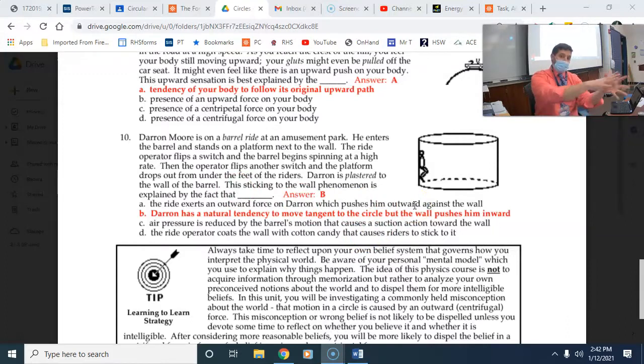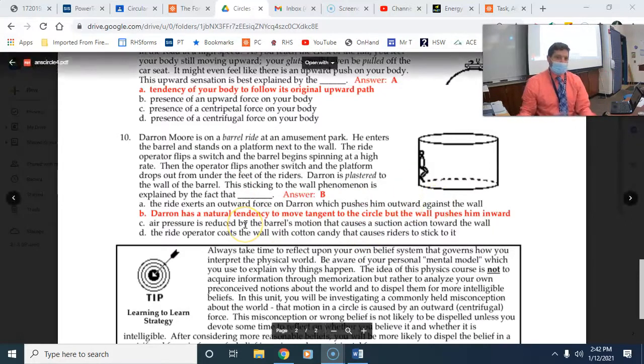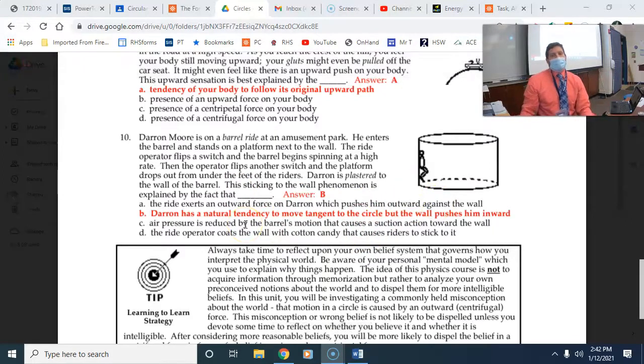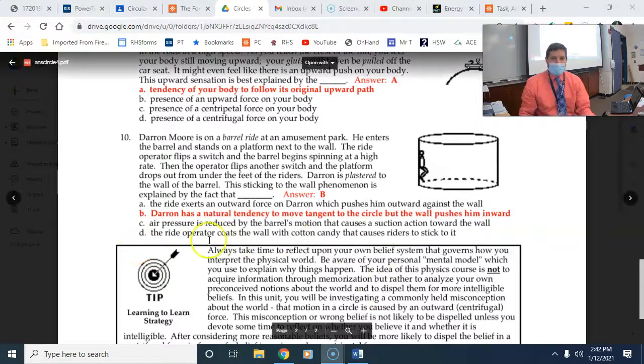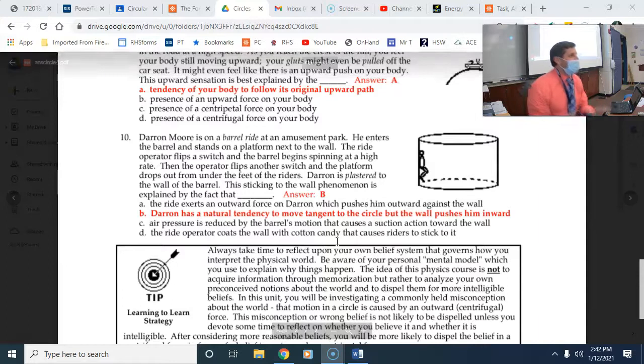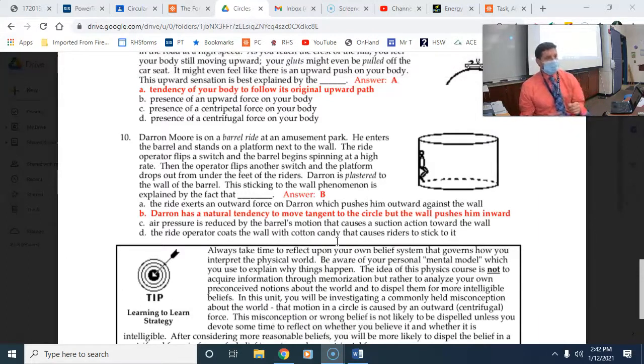You feel like you want to fly off outward, but it's not a push, because a push would be like a force. It has nothing to do with air pressure. C has something about that. And choice D, I hope nobody picked that because it doesn't have anything to do with cotton candy either. All right, so main point of all these questions, to sum it all up, the reason why you stay on the outside of the circle is because of inertia. The only force is inward, not outward.